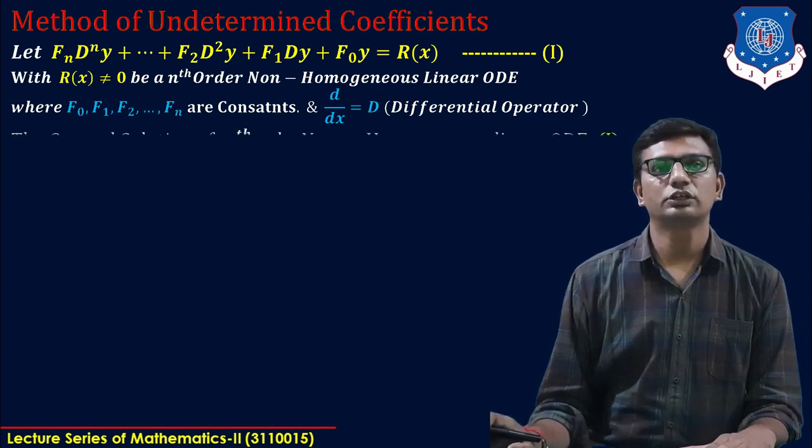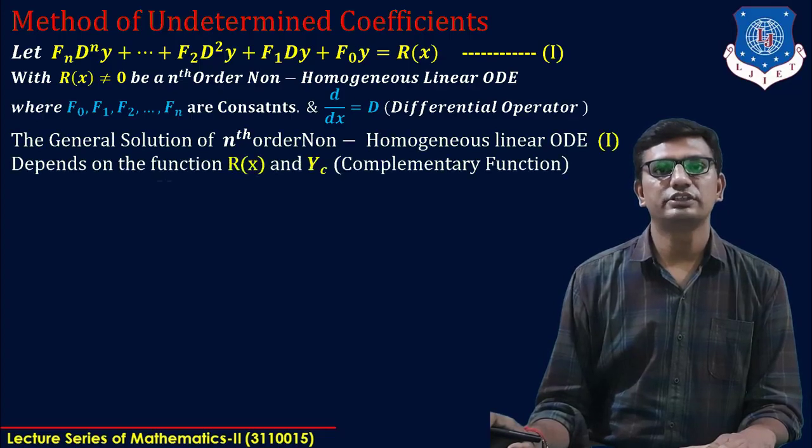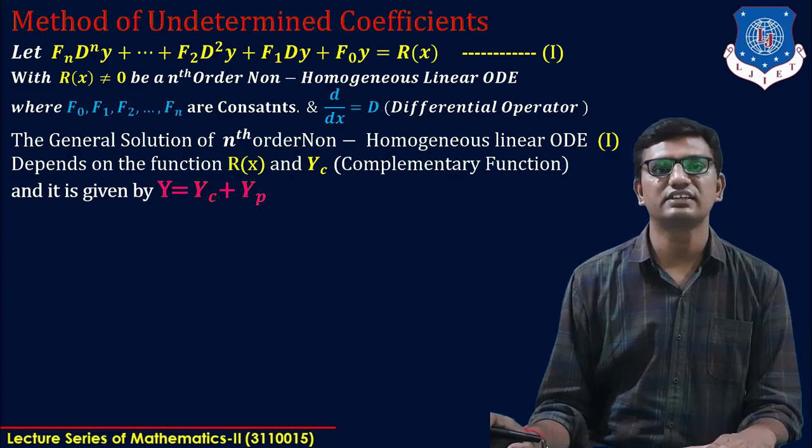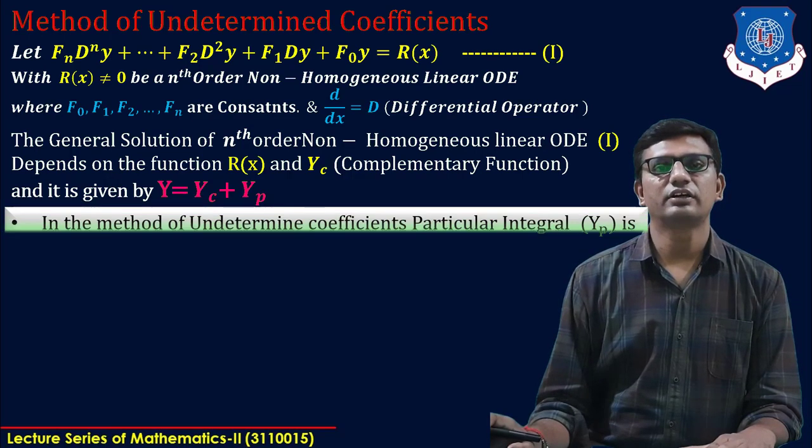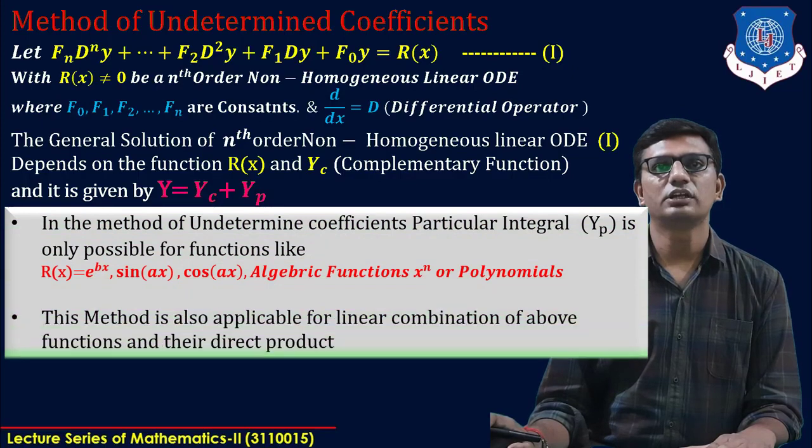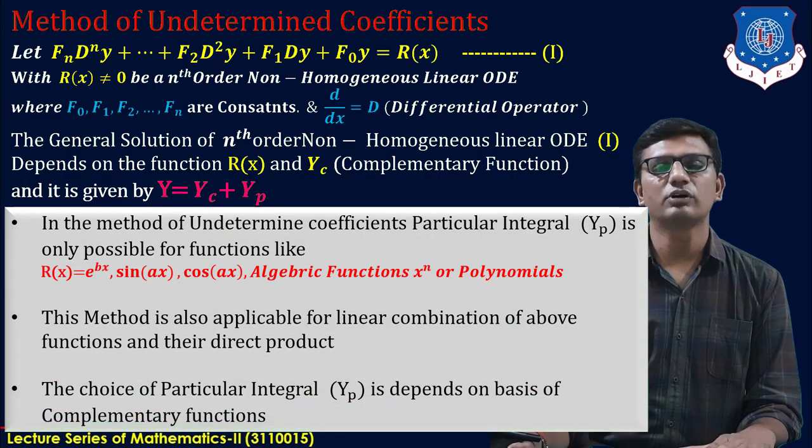Now the general solution of non-homogeneous linear differential equation 1 depends on the right hand side function r(x) as well as on the complementary function yc. Here the general solution is given by yc plus yp. In the method of undetermined coefficient, the particular integral yp is only possible for functions like exponential function e raised to bx, sin ax, cos ax, trigonometric functions, algebraic functions x raised to n or any polynomials.